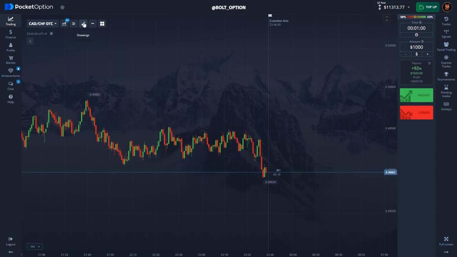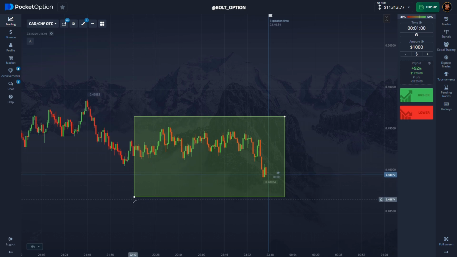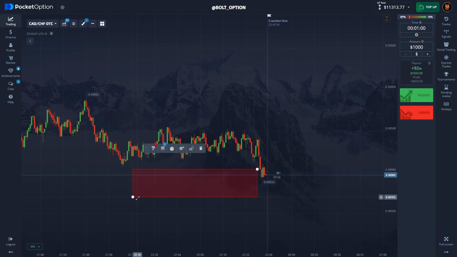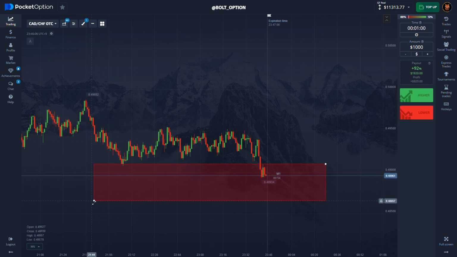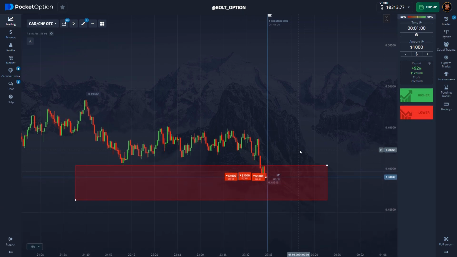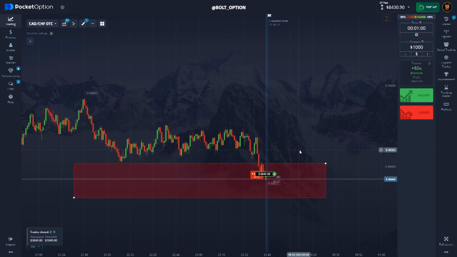Click on Drawings and then Rectangle to identify gaps in the past created by candles. In my case, there is a gap for sell, and it's urgent to enter for sell. Let's proceed. As we can see, the price is dropping sharply for a sell.